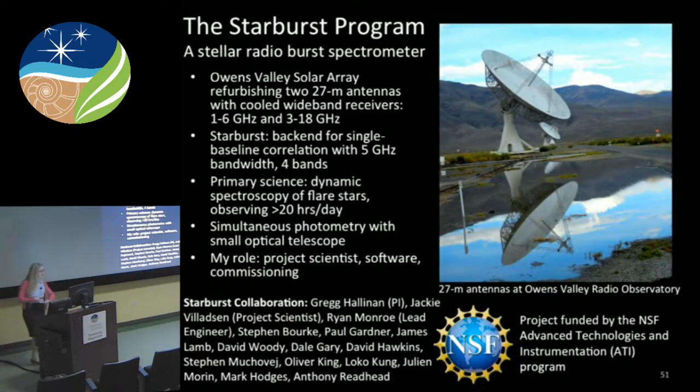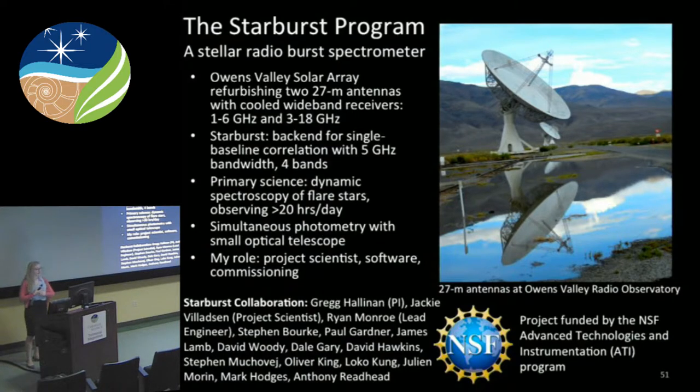So I worked on the Starburst program, which was using the two 27-meter antennas at the Owens Valley Radio Observatory and putting in a single baseline correlator to combine the radio signals from the two telescopes and do spectroscopy from 1 to 6 gigahertz simultaneously. And we were going to have simultaneous photometry with a small optical telescope to look for flares.